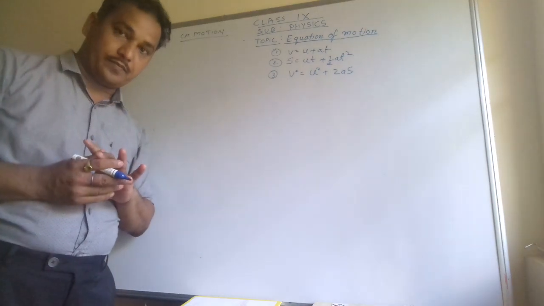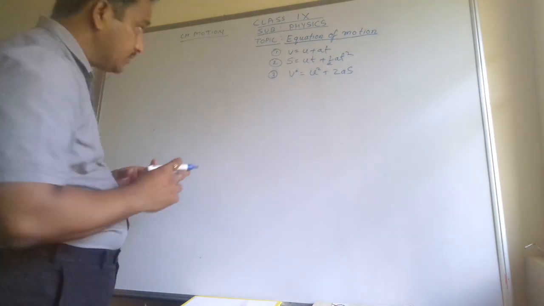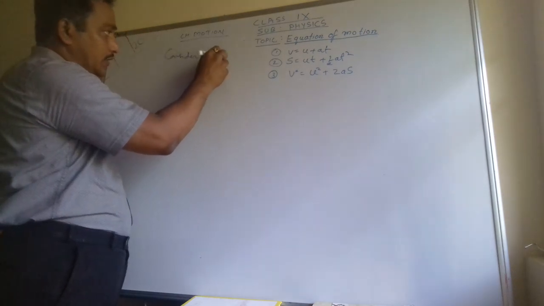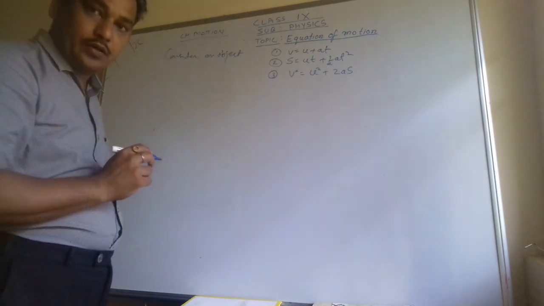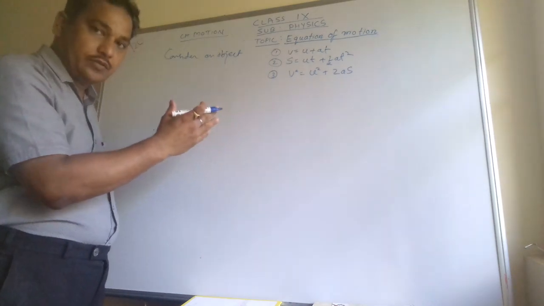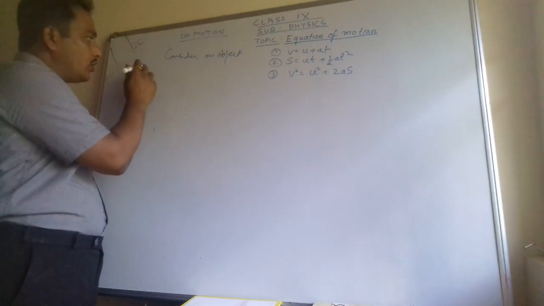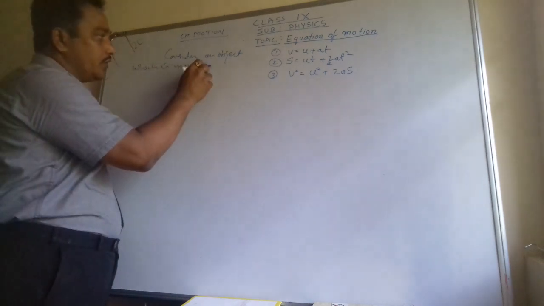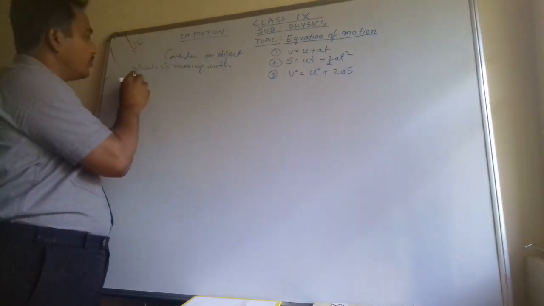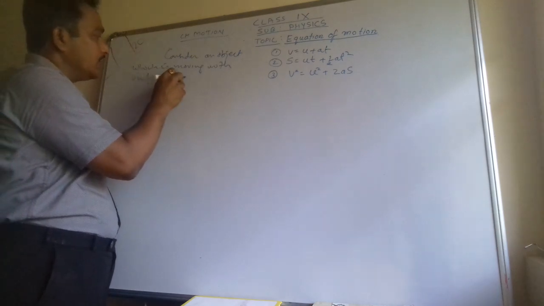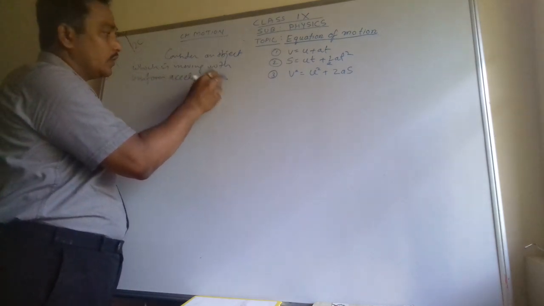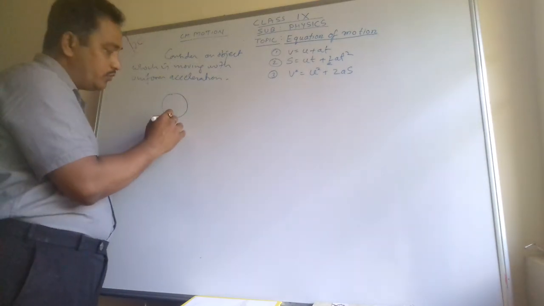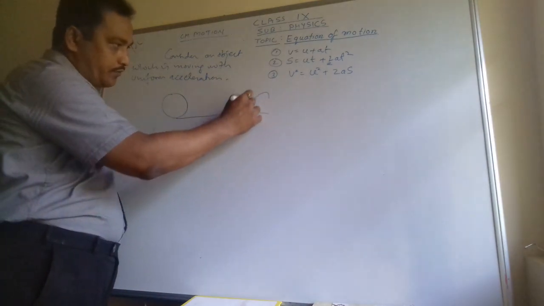What does it mean? So let us consider an object. We will derive all these three equations. For that, let us consider an object which is moving with uniform acceleration. For example, this is a ball which is moving from this point to this point.